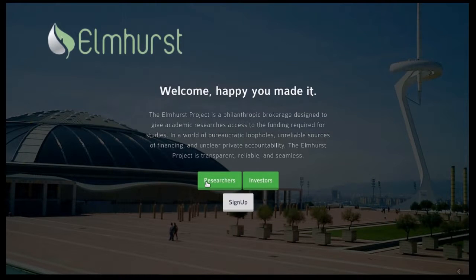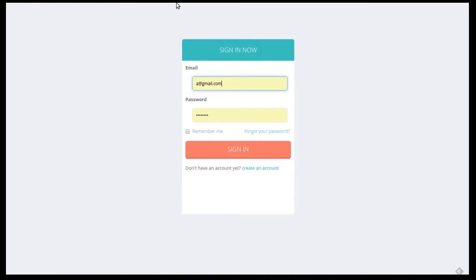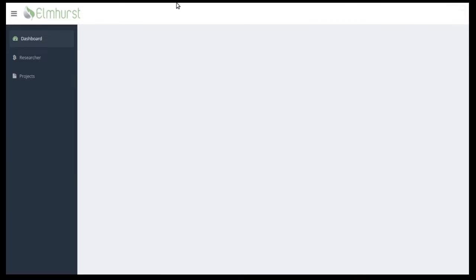How an elastic security works is best explained using two account types as an example. The investor account type we are to assume is hosted with retail brokerages like Kraken, OKCoin, or Coinbase, while the researcher account is hosted with Elmhurst. Researchers log in and create a study.